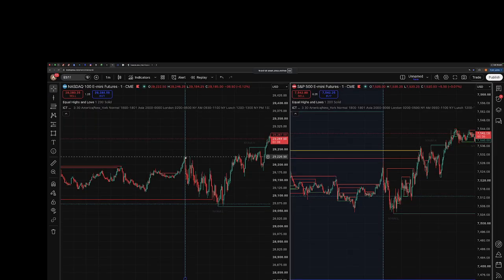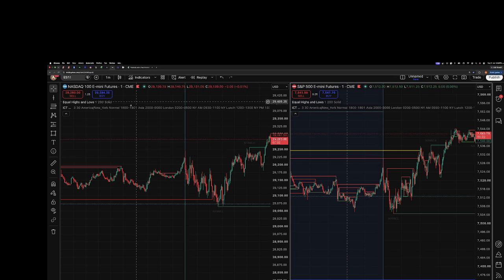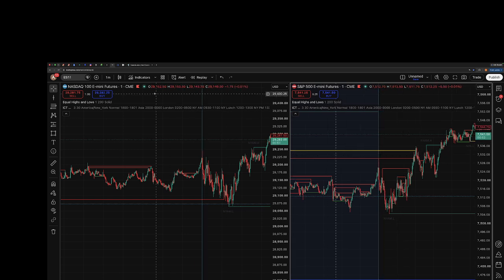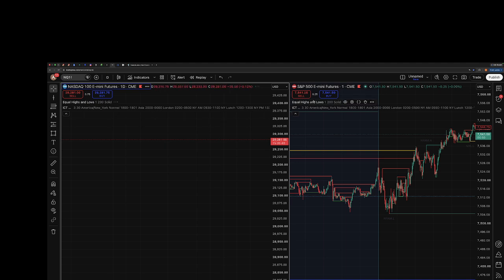I'll be going over price action. Today is July 21st, 2026, Tuesday. The two trades I ended up taking, I'm green on the day because my first trade was relatively low risk compared to the second trade, but let's get into it.